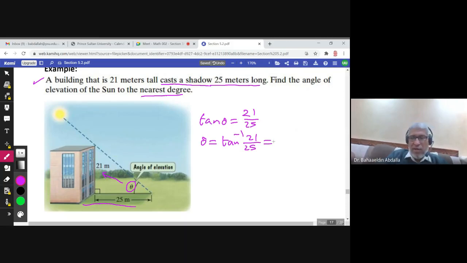Do I need it in degrees? Yeah, to the nearest degree. So make sure that you are in the degree mode. I am in the degree mode. Now shift tan, which is tan inverse 21 over 25. The answer is 40.03 to the nearest degree. So I will just write it 40 degrees.